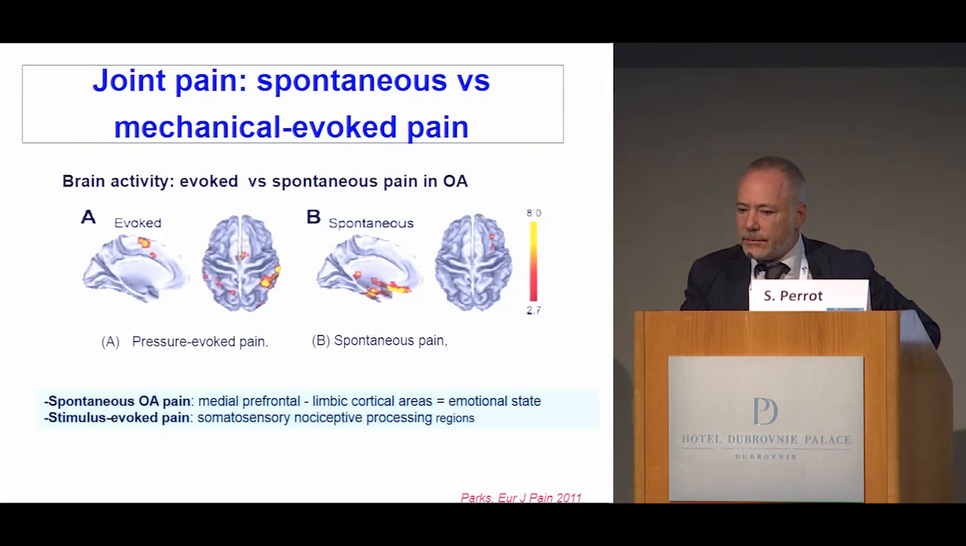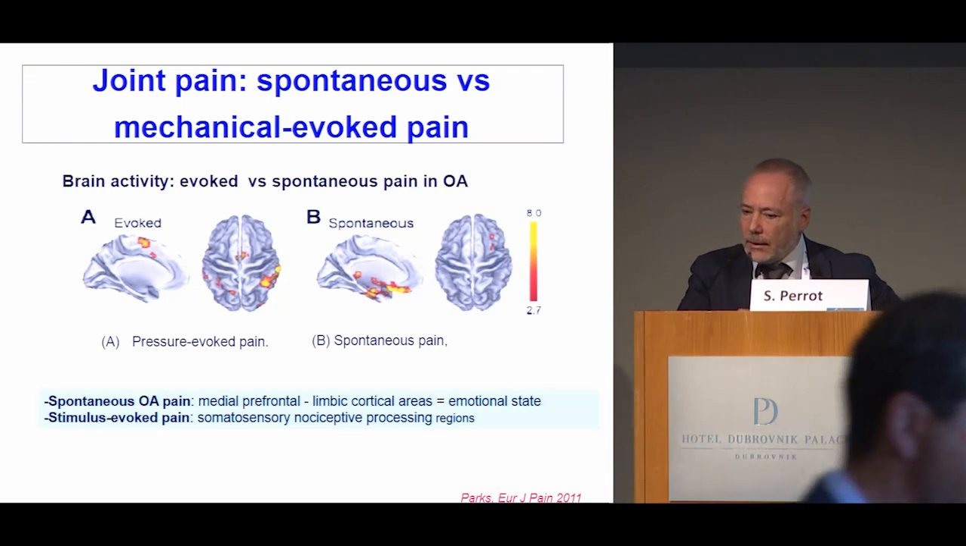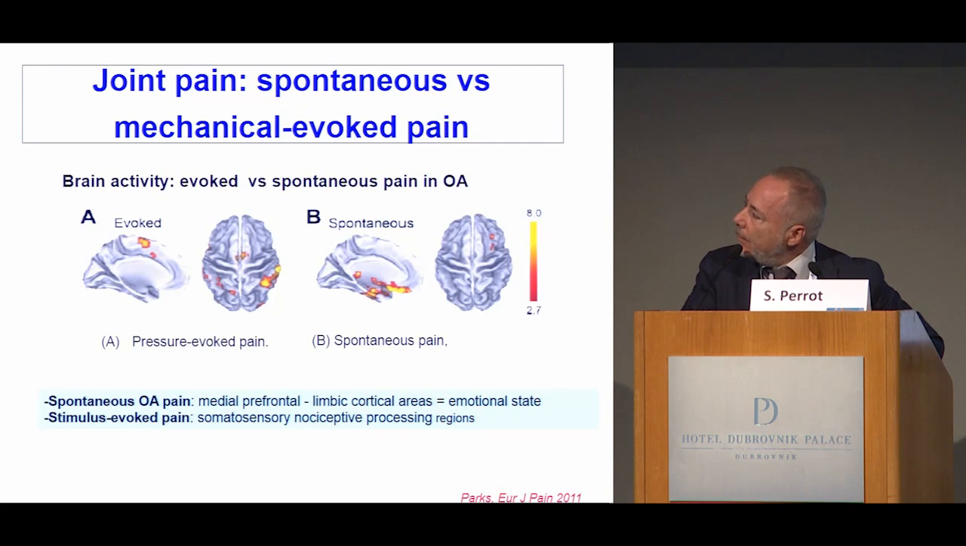Another very interesting study is this one, looking at the differentiation of brain activation between two types of pain: the constant, spontaneous pain on the right, that is really different from the evoked pain that is more somatosensory and that will, of course, respond more to classical analgesics, while spontaneous pain is not responding to classical analgesics and may explain perhaps the efficacy of duloxetine in this case.